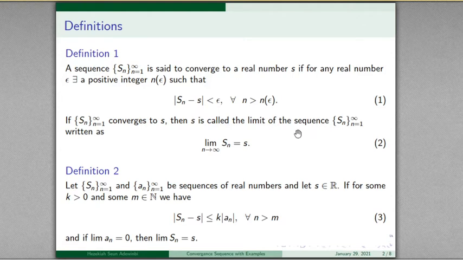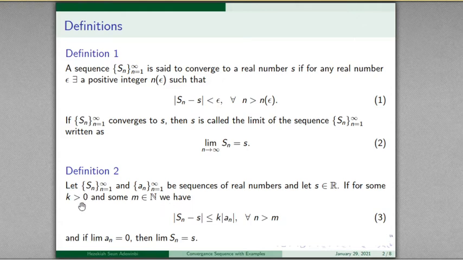So we can use this to find the limit of the sequence or to show that the limit that is given is true. Then we write this as the limit as n tends to infinity of Sn, which is the limit of the sequence, is equal to x.